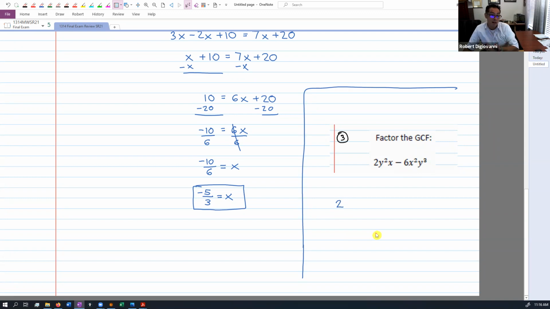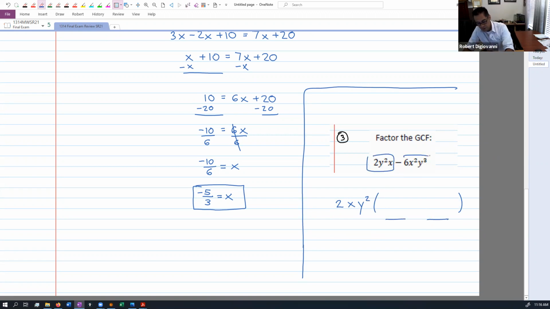And now I'm going to look at the letters. I have an x and an x squared. So they both have at least one x in them. So that's part of my common factor. Now I look at the y's. This one has a y squared. This one has a y cubed. So they both have at least 2 y's. So I'm going to put y squared here. That's my GCF.